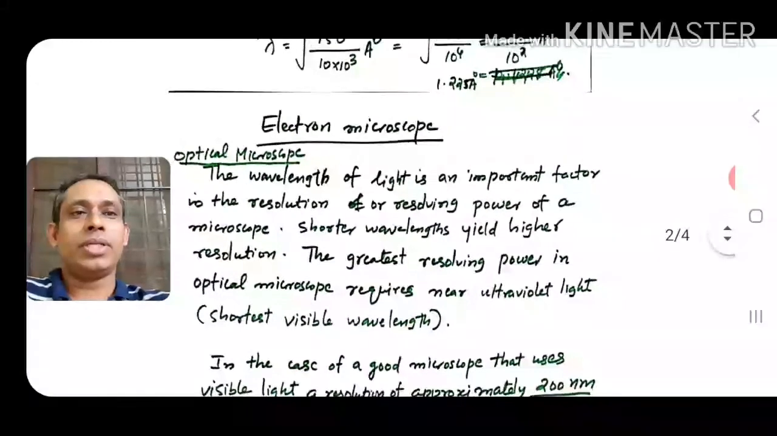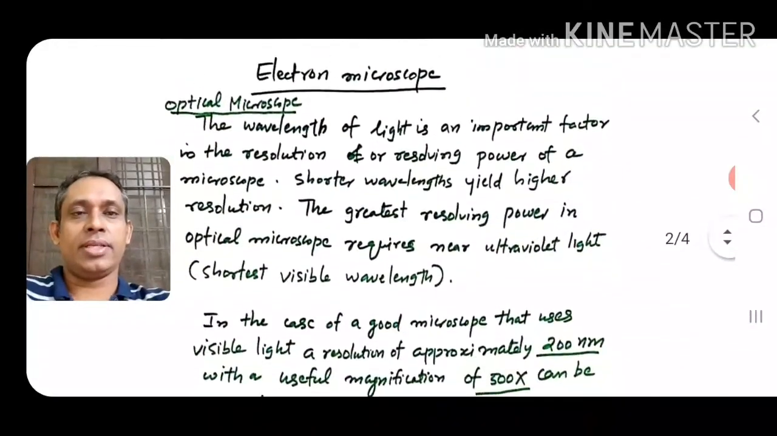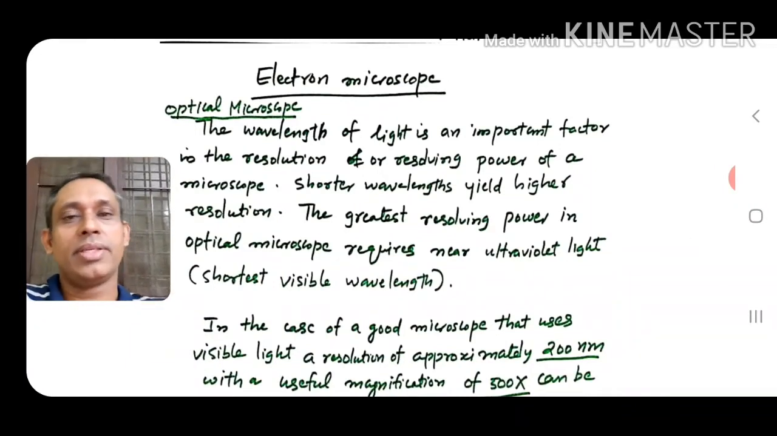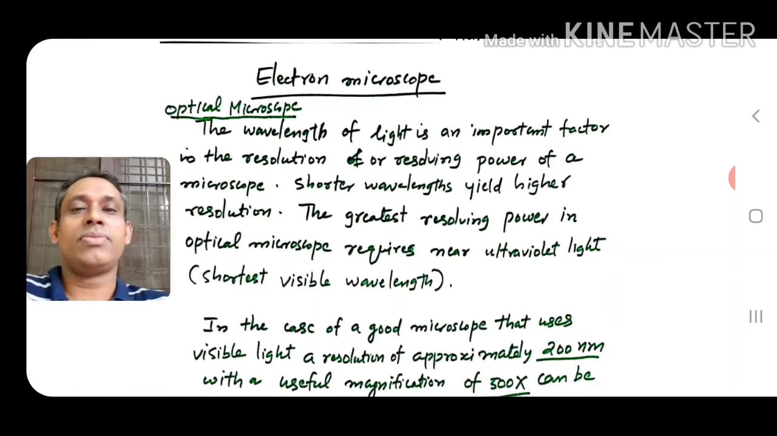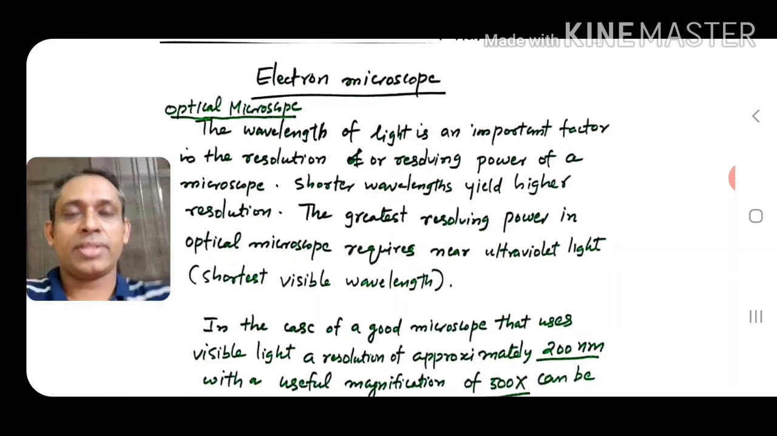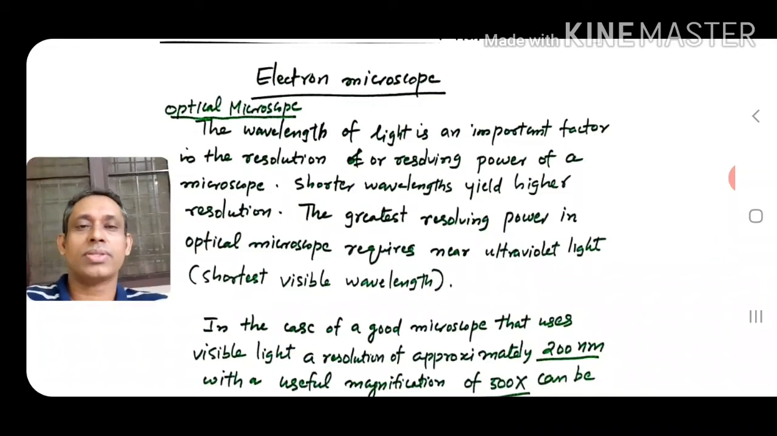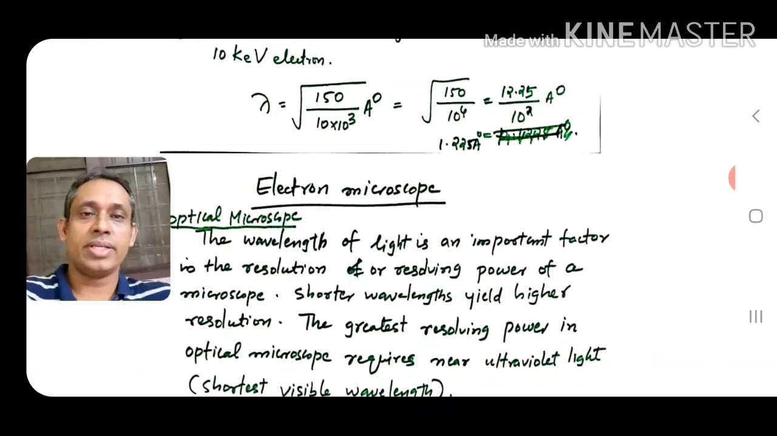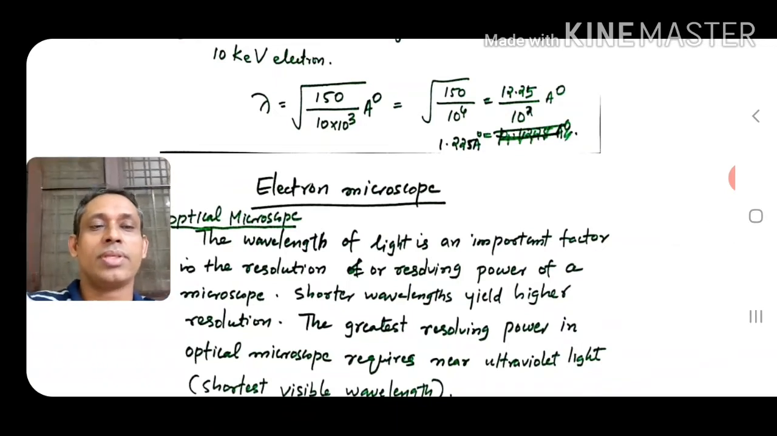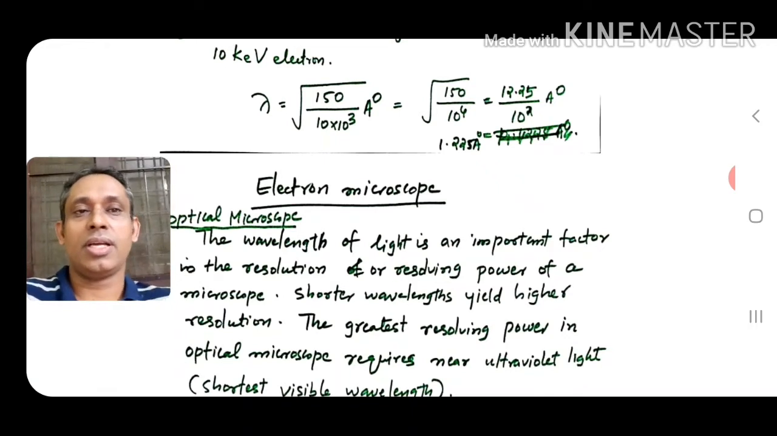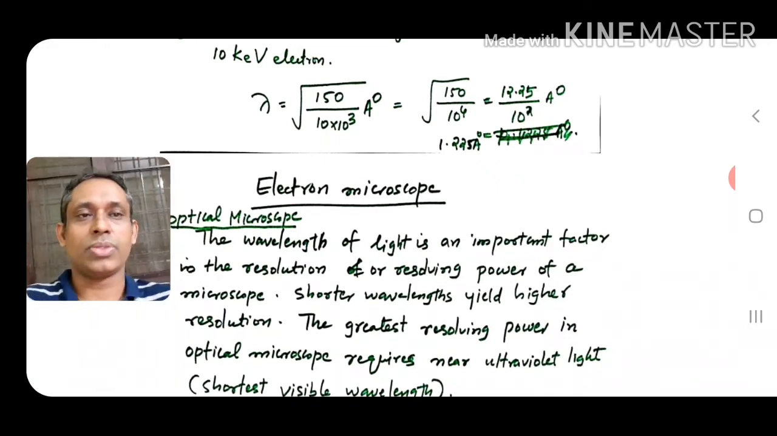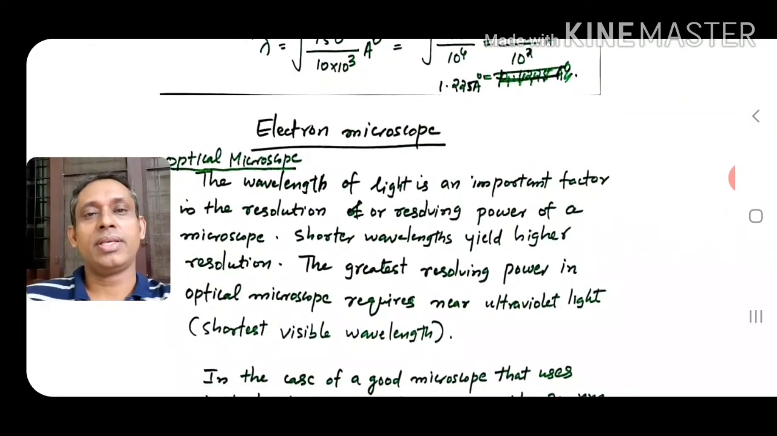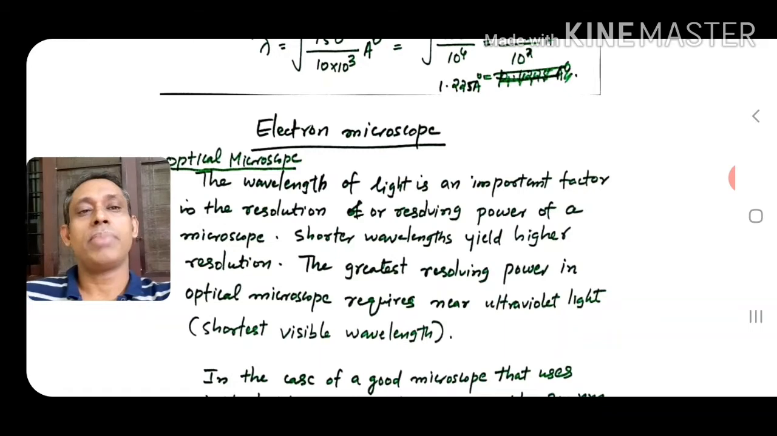Now, once this idea is with us, that a moving particle or a moving electron has a wave associated with it and we can control its wavelength, the wavelength of the de Broglie wave associated with the electron can be controlled by varying the accelerating voltage. We now discuss the electron microscope. This electron microscope is an application of the wave nature of particles.